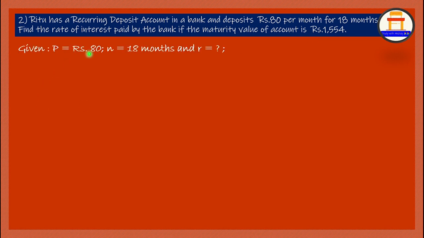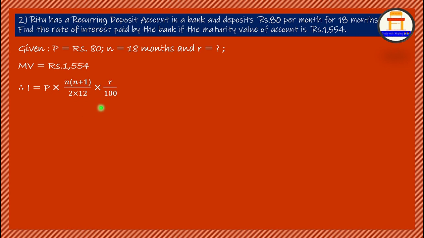They have given principal as 80 rupees and the time period is in the form of months only. So no need to convert it any further. So we will keep it as 18 months. Rate percent they have not given. We have to find it. So maturity value is given as 1554. So now let's get started with solving the problem.